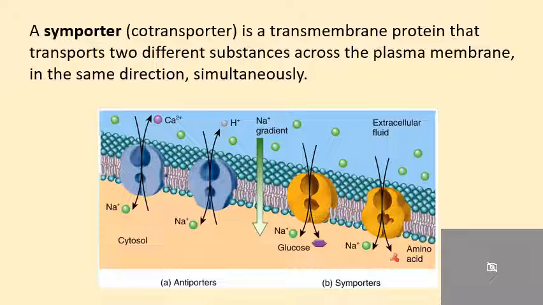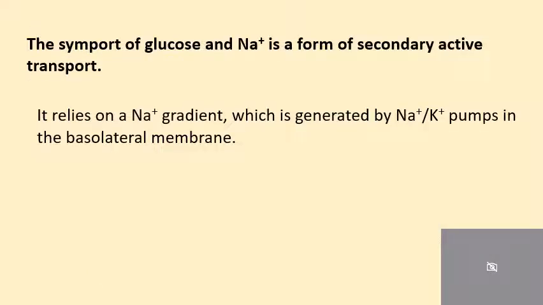And contrast a symporter with an antiporter or a countertransporter. An antiporter, as shown on the left, moves two substances in opposite directions. And our examples here are a sodium-calcium antiporter and a sodium-hydrogen antiporter. The molecule that I really want to focus on in this example is the sodium glucose symporter, which moves both substances in the same direction. Symporters are a form of secondary active transport.